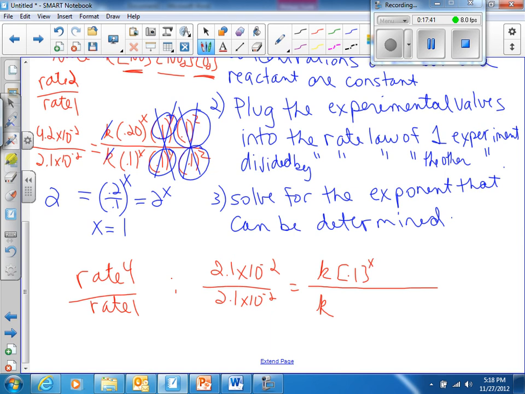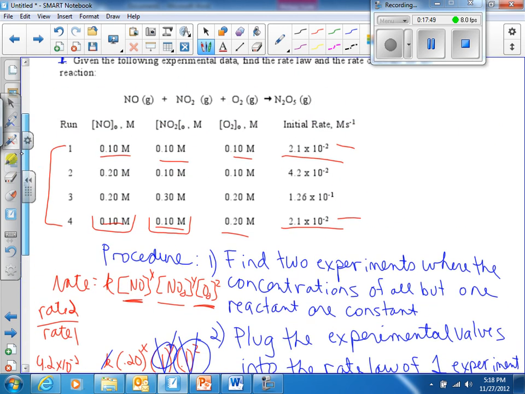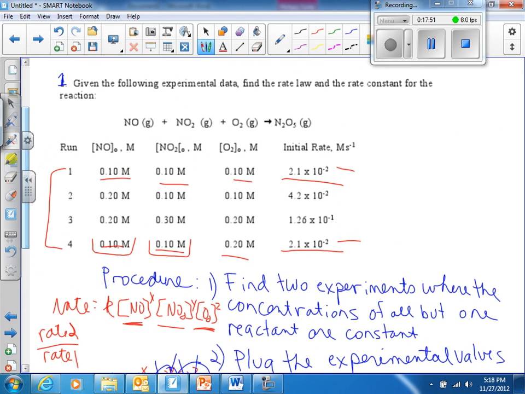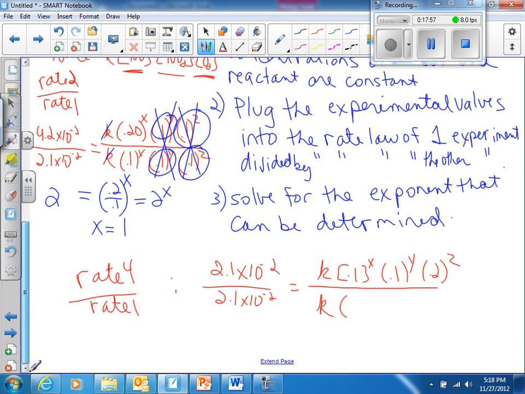0.1 to the x, 0.1 to the y, 0.2 to the z, and it was that right? Let's check again. Rate 2 is 0.1, 0.1, 0.2, and rate 1 would be 0.1, 0.1, 0.1. Yes. Okay. 0.1 to the x, 0.1 to the y, 0.1 to the z. Now I check and see what can I cancel.